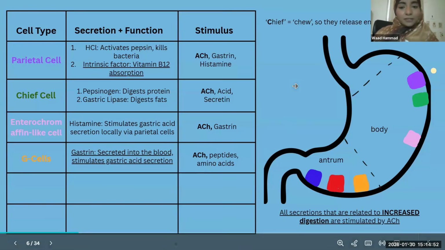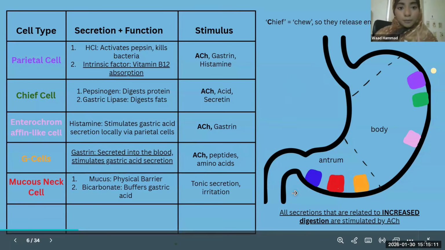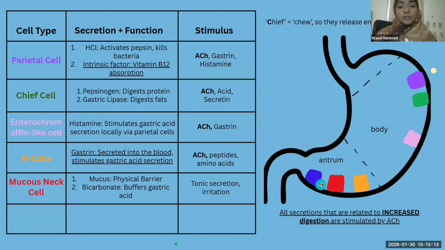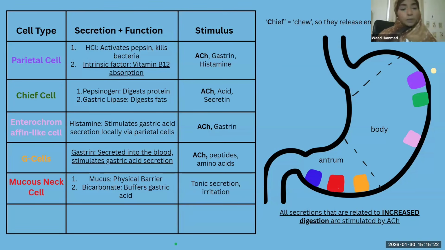Next cell we have is our mucous neck cell. Okay, now we're going less of let's secrete acid and we're going more to how can we protect our stomach? How can we make sure that nothing damages it? Our first thing that it secretes is mucus, and mucus acts as a physical barrier. I'm pretty sure you've seen mucus as a protective mechanism in so many places, but in the stomach, it's especially important that mucus is there because if acid penetrates the walls, it can cause ulcers, it can cause a lot of pain, just so many bad things. So we need the mucus there.